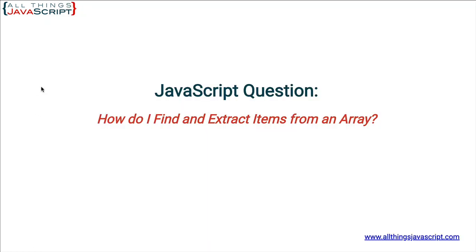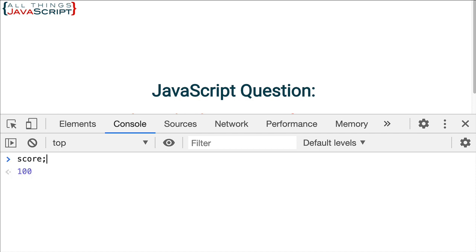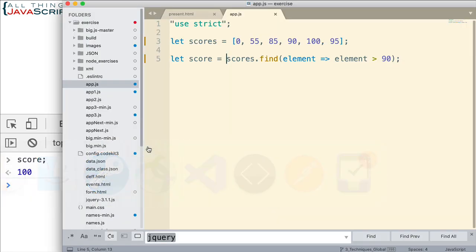All right, so if we save that and refresh and open the console here, we can look at score, and it contains a value of 100. So it was returned to that variable. Right here, it was returned to the score variable. So that's basically how find works. You need to pass in a function. That function is applied to each element of the array until a match is found, and then it stops at that point. So as soon as we found this match here, it stopped. It did not continue on to this value.